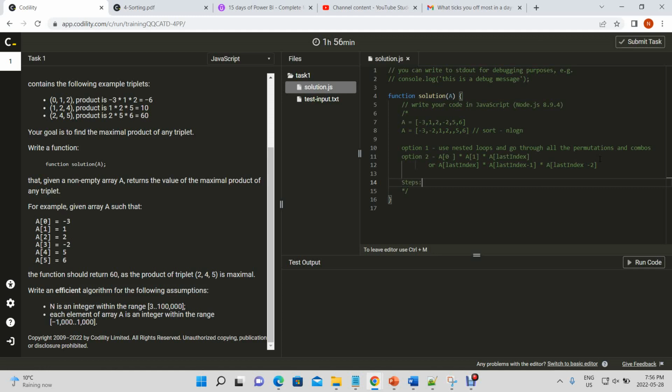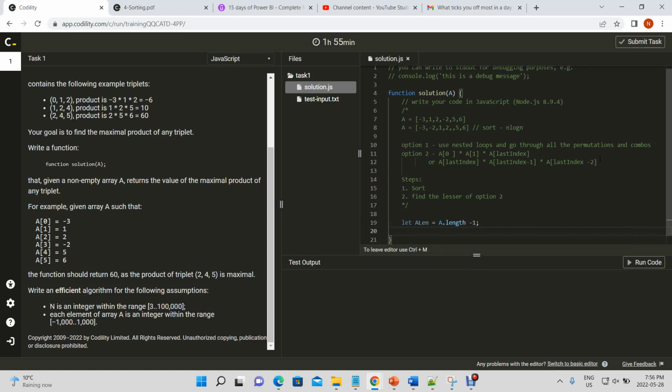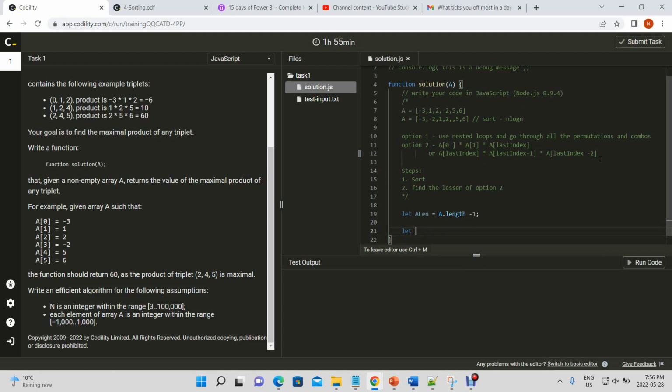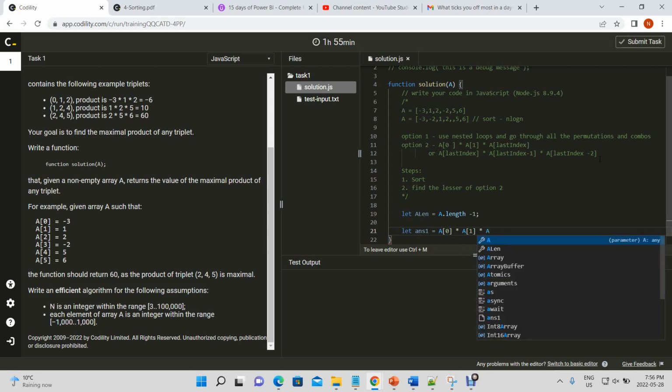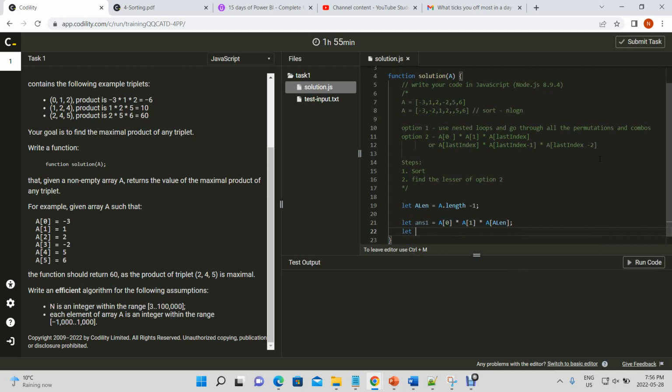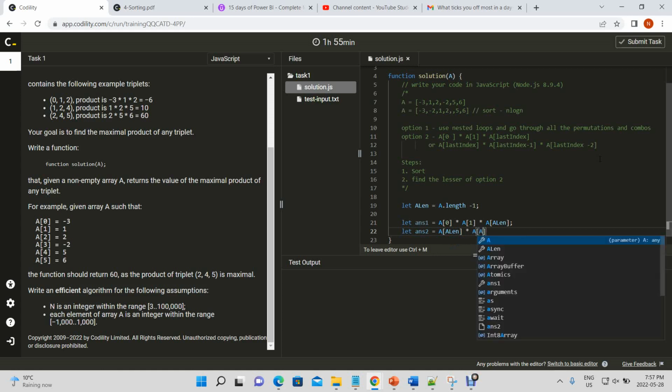So the steps: we're just going to sort it, find the greater of the two options, and that should give us our answer. All right, so first we'll get the length of the array. It's equal to A.length minus one in this case, because we're going to be working with that. And then we will get answer 1, which would be A[0] times A[1] times A[A length], or answer 2, which would be A[A length] times A[A length minus 1] times A[A length minus 2]. And we'll just return it.